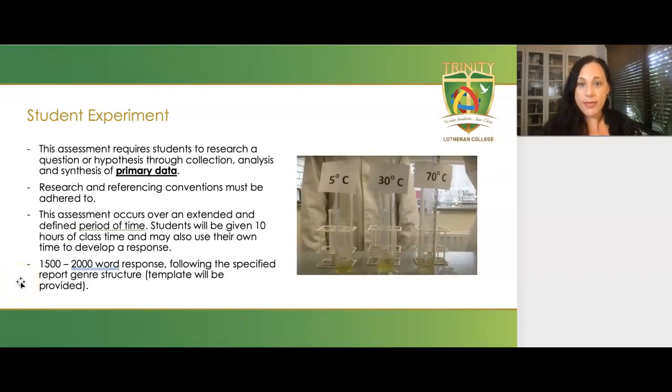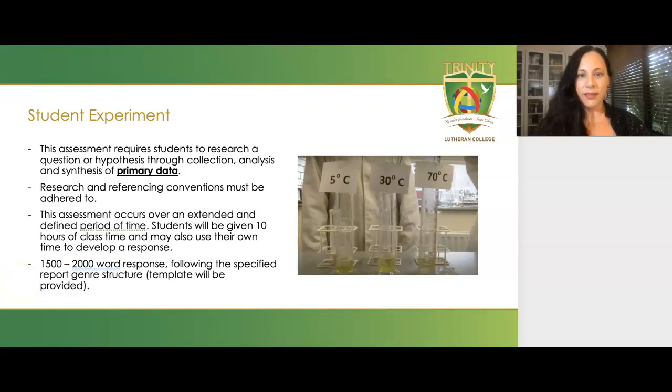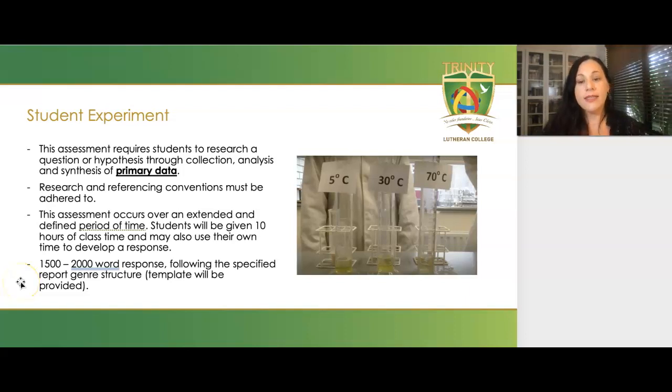Assessment item number 3 is conducted in term 3, and it is an experiment, a student experiment. So you will be collecting data in class and then analysing and synthesising that information to come to conclusions. Again, you will need to do some background research, so referencing is important, but mostly what we're looking for here is the cognitions around taking data and extrapolating meaning to come to a final conclusion about what that data means.